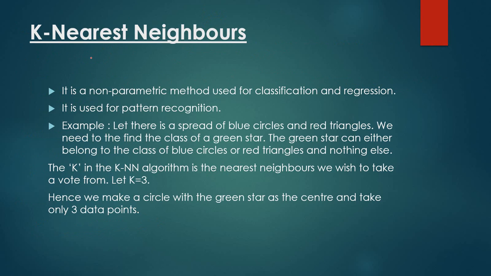Then we have the k nearest neighbor algorithm. It's a non-parametric method used for classification and regression. So what is a non-parametric method? We learned a regression equation like this. If you remember, this is parametric regression because we have an estimate called beta. So given x, you'll always be able to find y. That is not the case in non-parametric methods, where we do not seek an estimate like beta or alpha.